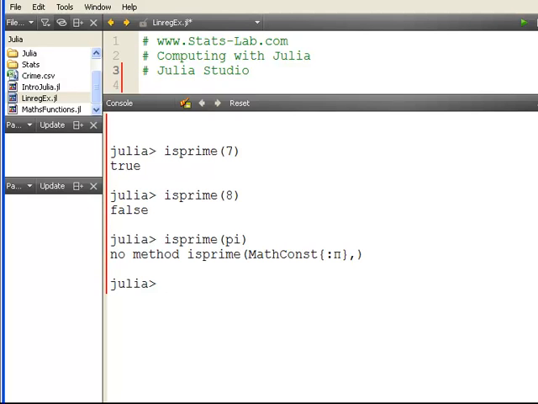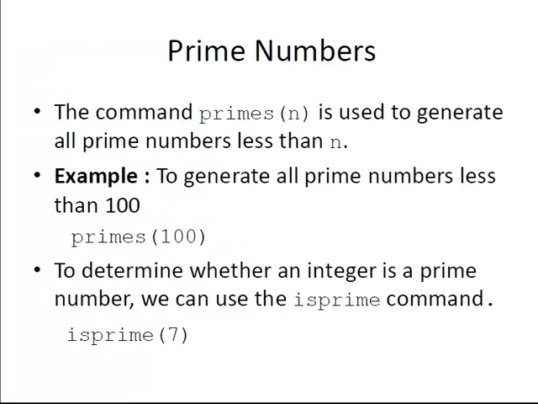Let's do something awkward. Pi. No method. It doesn't work for mathematical constants. How about 8.5? Nope. Doesn't work for floats either. Essentially, it has to work for integers, so it's a very straightforward command. It only works for integers. It is not like other commands. Okay. Now, that's prime numbers done.